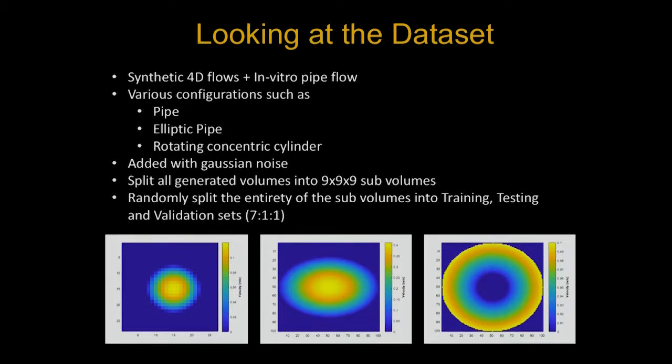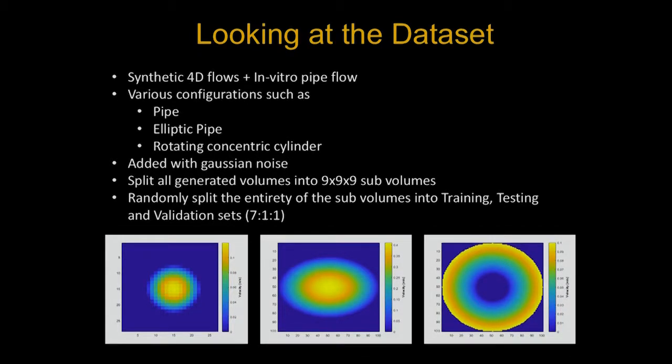And so our data is kind of difficult to get because we would need 4D data, and we need the ground truth as well as the measured flows. So instead, we started using synthetic data along with in vitro data. And for the synthetic data generation, we used configurations such as pipes, elliptic pipes, rotating cylinders, and then we added Gaussian noise to it as a start.